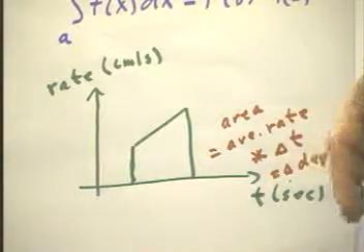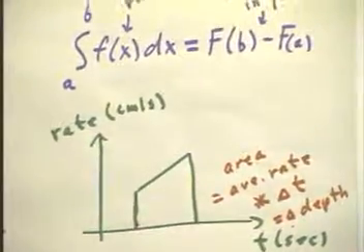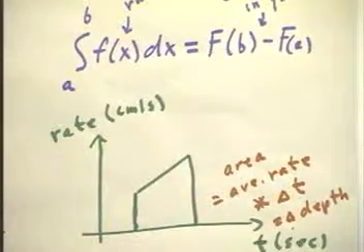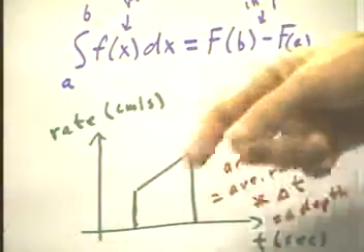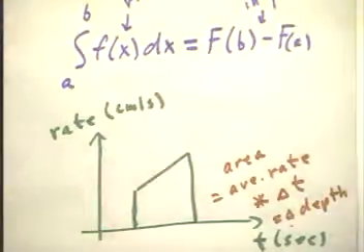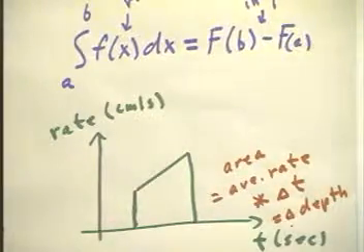Okay, change in depth. And this is essentially saying the same thing that this integral is up here, because this integral simply represents the sum of all the areas under all the trapezoids, in a limit, of course, as the width of the trapezoids approaches 0.